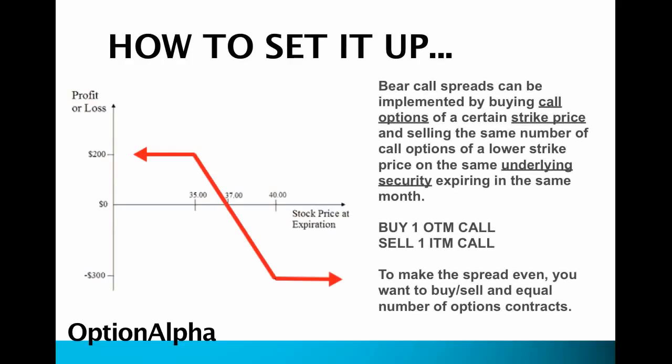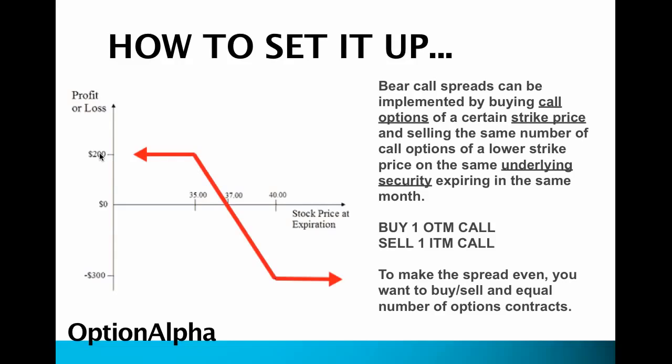Now, how to set this up? It's very easy to set up these bear call spreads. They are implemented by buying one call option of a certain strike and then selling a number of call options of a lower strike with the same underlying security and the same expiration date and expiration month. So what we're going to do here is buy one out of the money call at a strike price of 40. So we're going to buy a 40 strike call, and then we're going to sell a more expensive in the money call at 35, creating a total credit of $200 when all said and done.